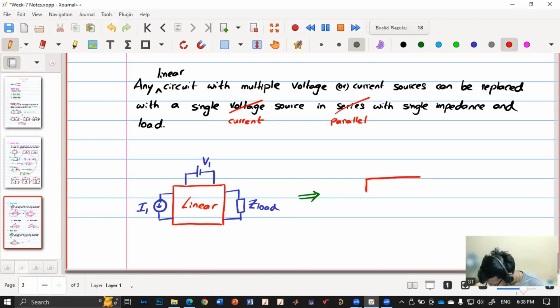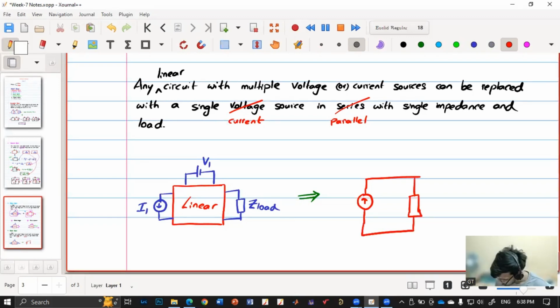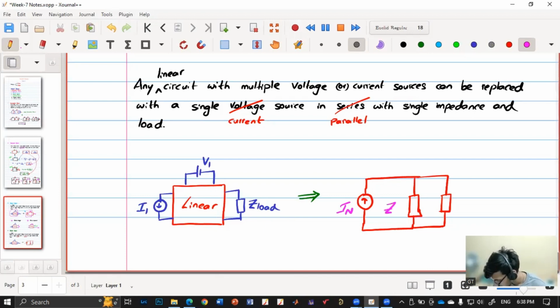We'll be having one current source, right? So it should be in the other way. Current source and Norton or Thevenin impedance, and then the load. So just an equivalent of that. So this is called Norton's current, and this one is Thevenin impedance only, we'll say. And this is the load.